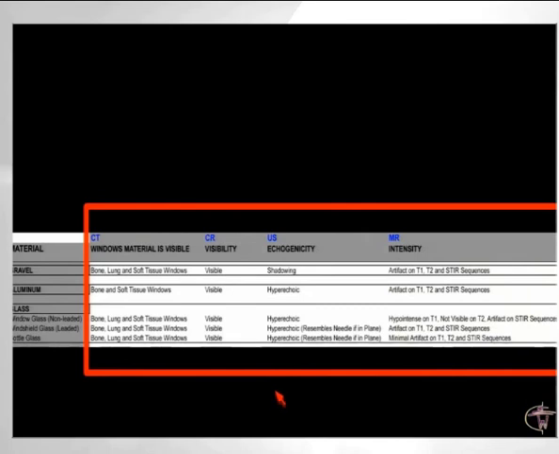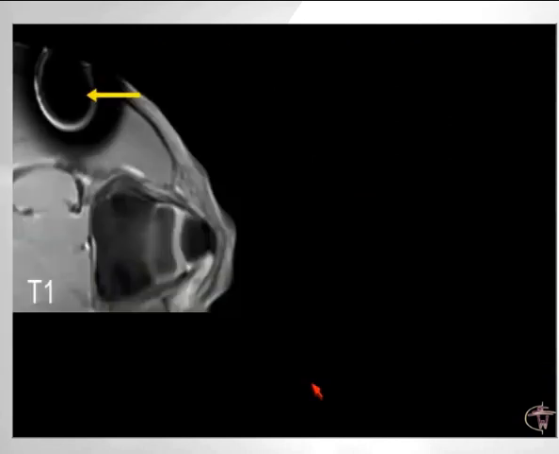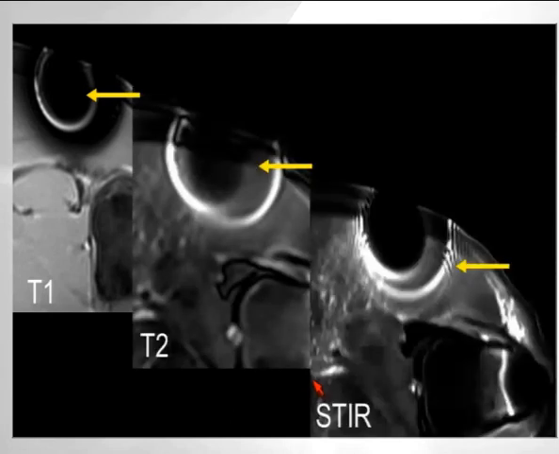Interestingly, we found that some types of windshield glass, if it is tinted, causes a large amount of MR artifact. A 5 millimeter foreign glass fragment of tinted autoglass will cause almost 5 centimeters of artifact on T1, on T2, and on STIR.